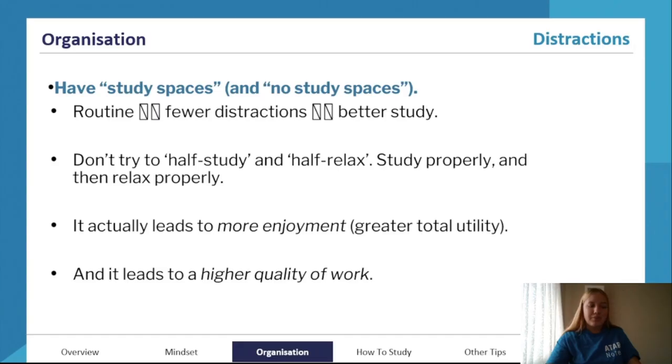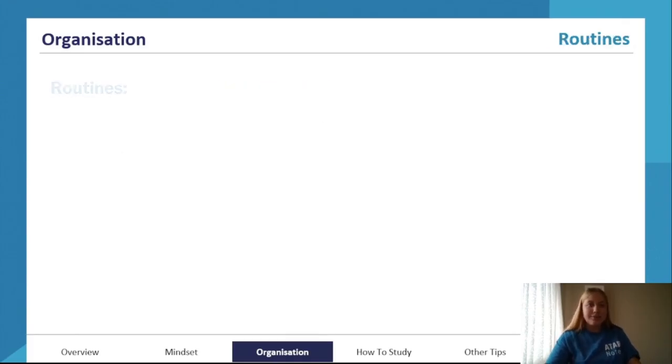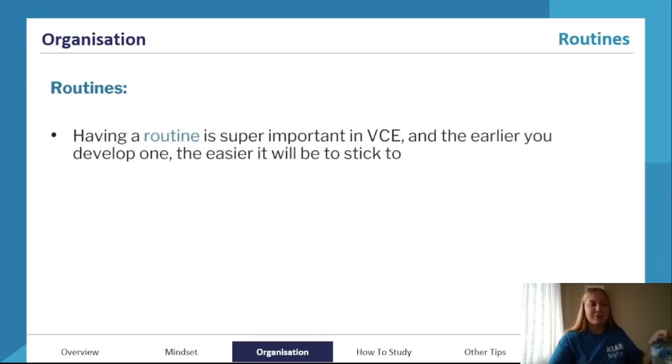How good can the work produced by you be if you're not fully focused on the task? There are obviously going to be more mistakes in your work than if you had been completely focused and had zero distractions. So, important things to consider. We'll have a chat about routines now.